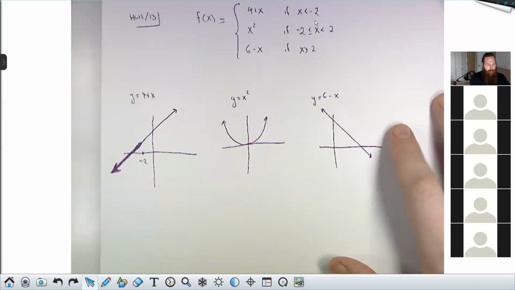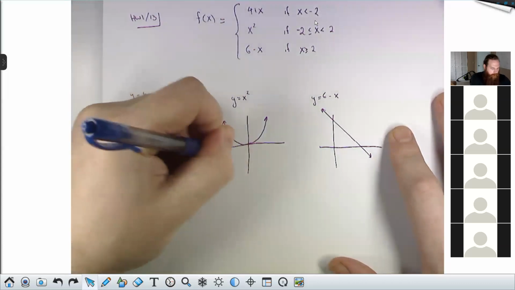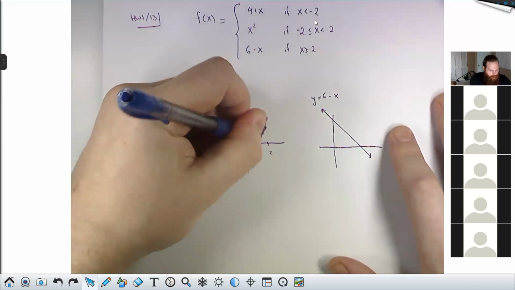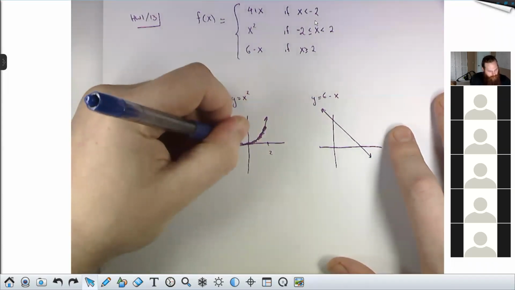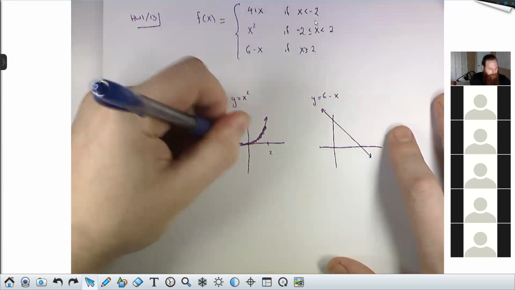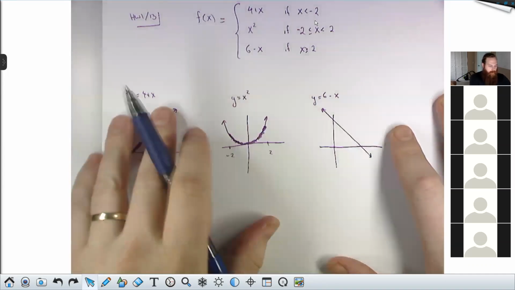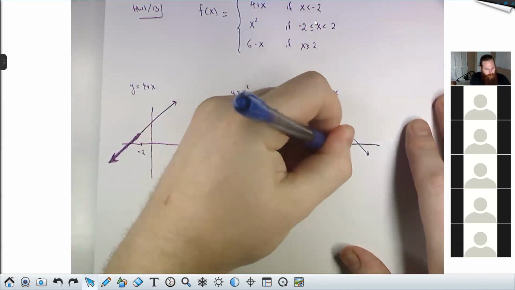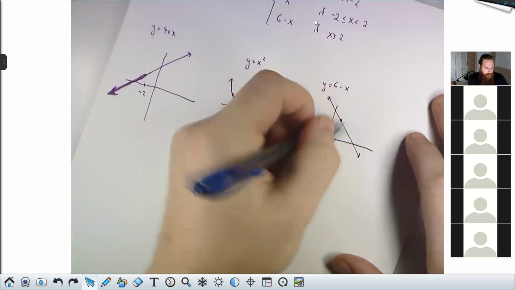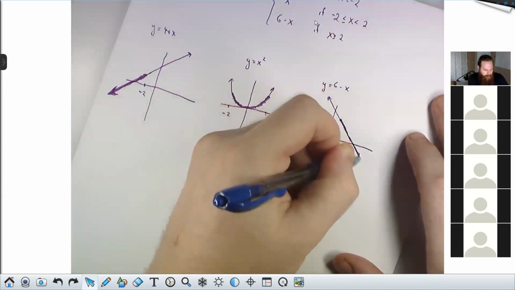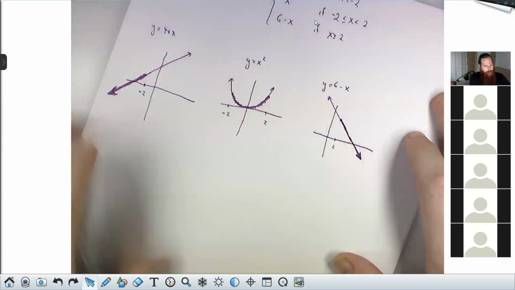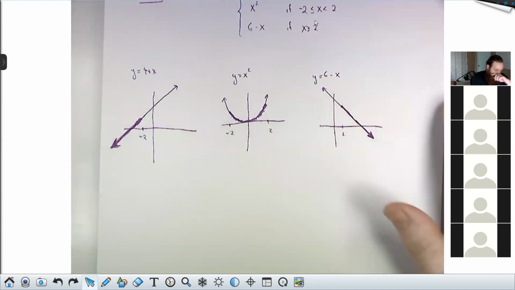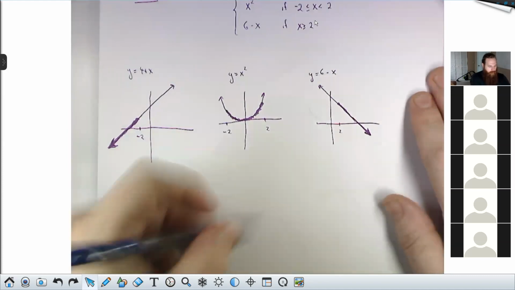And then from my parabola in the middle, I'll take the stuff from -2 to 2. So just this stuff. And from 6 minus x, I'll just take the stuff to the right of 2. 6 minus 2 is 4, so 2 is somewhere right around here. So that's this piece. Now I imagine that I could cut and paste these all together, just the parts that I want. That will be my whole overall graph.